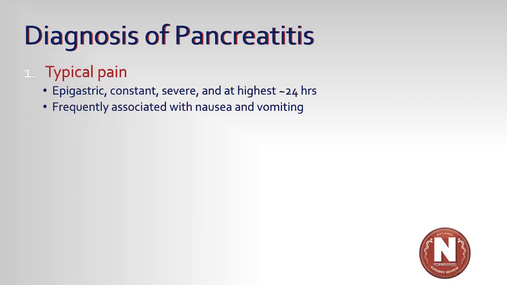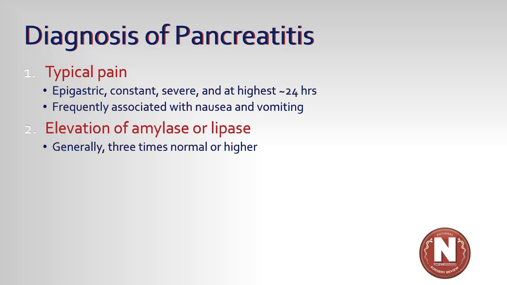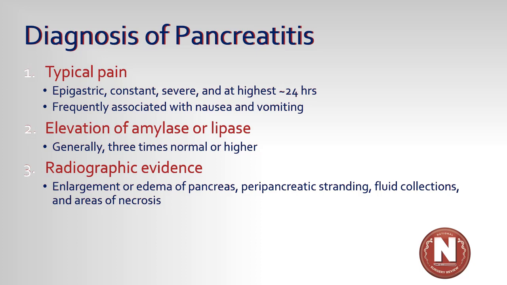How do we diagnose pancreatitis? 2 out of the 3 of the following: typical pain, elevation of amylase or lipase 3 times upper limit of normal, radiographic evidence. You only need 2.